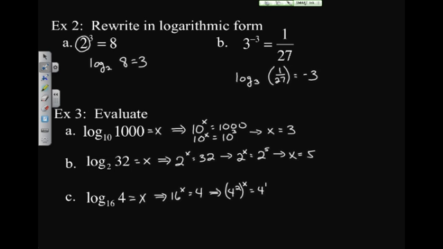But we want to remember the rule for power of a power is that we multiply these. So this is going to become 4 to the 2x power equals 4 to the first power. And the same as we did before, the only way that's true is if 2x equals 1. And then our last step is divide by 2. So we find out that in this problem, x equals 1/2.